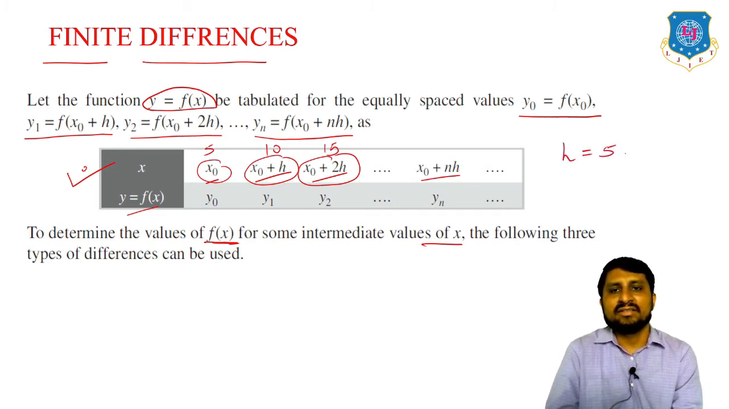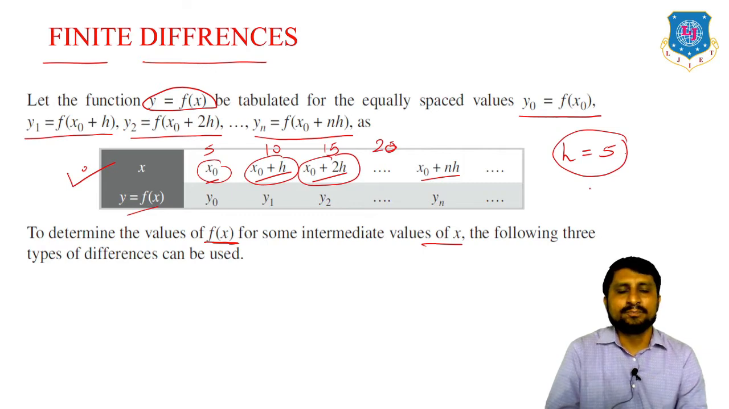h is nothing but the difference: 10 minus 5, 15 minus 10. Suppose the next value is 20, so 20 minus 15 is also 5, right? So clearly you can see that h is 5.